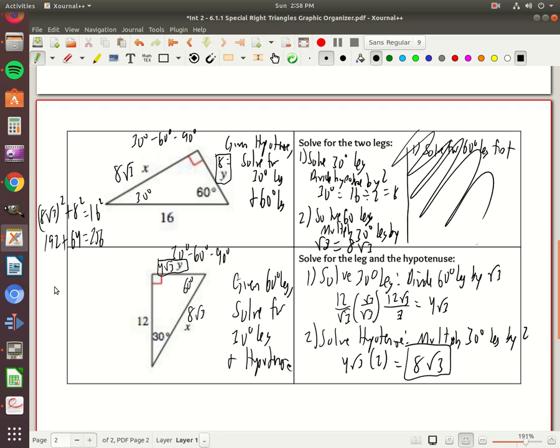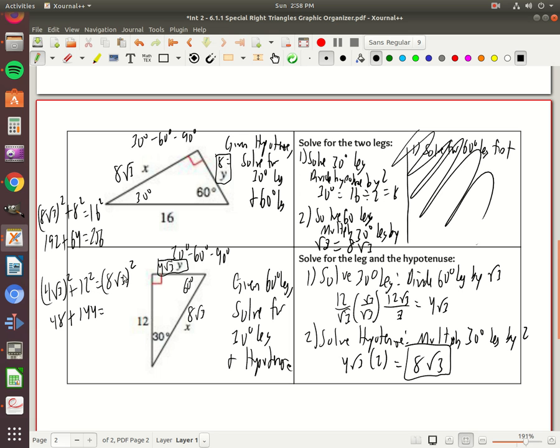Alright, so long story short, 4 times the square root of 3 squared, this leg squared, plus this leg squared, should equal this hypotenuse squared. So let's see if it does. I know that 4 times 4 is 16. I know the square root of 3 times square root of 3 is 3. So 16 times 3 is 48. I know that 12 times 12 is 144.